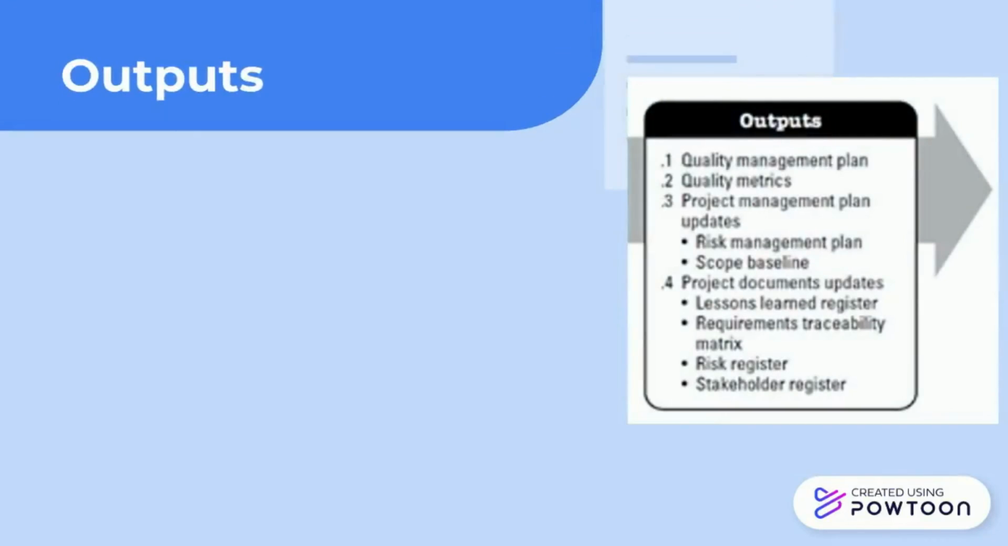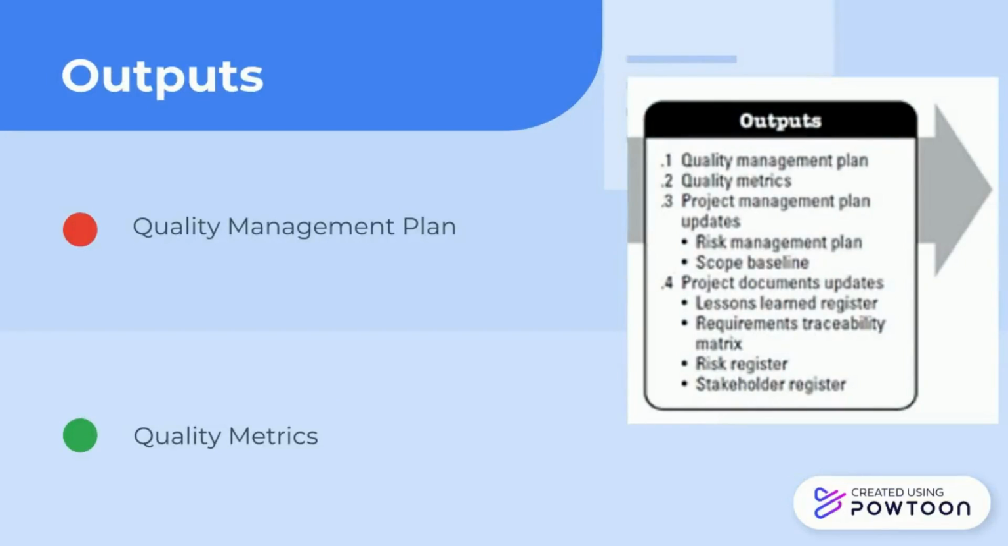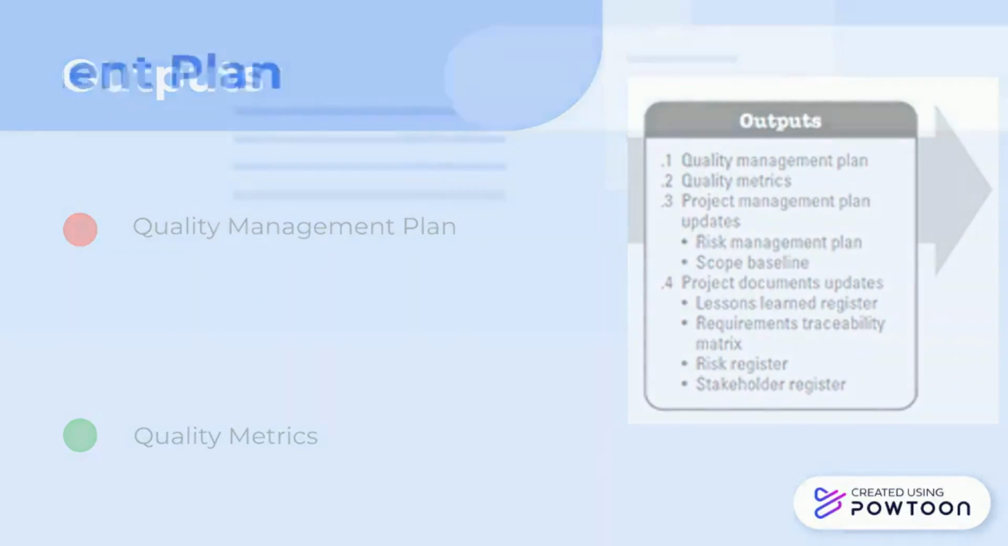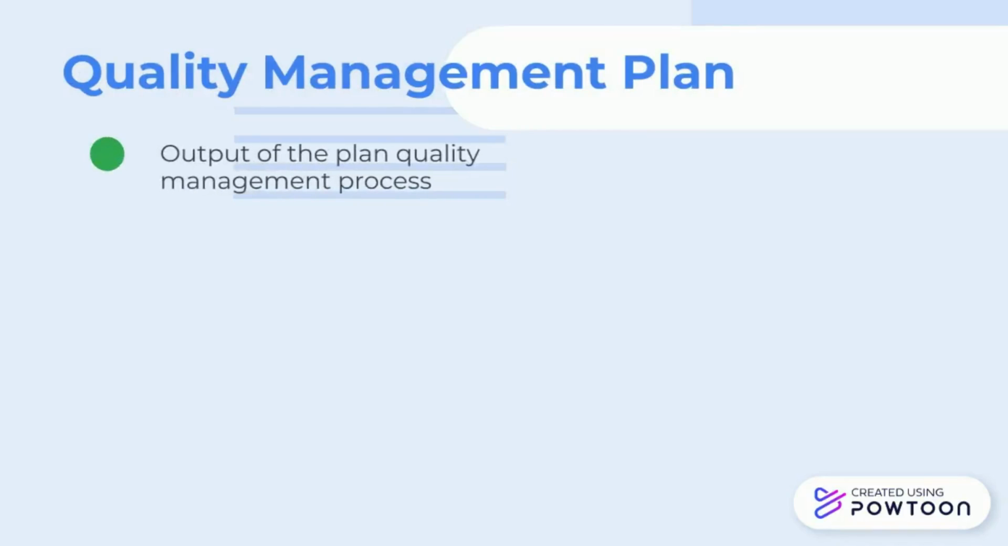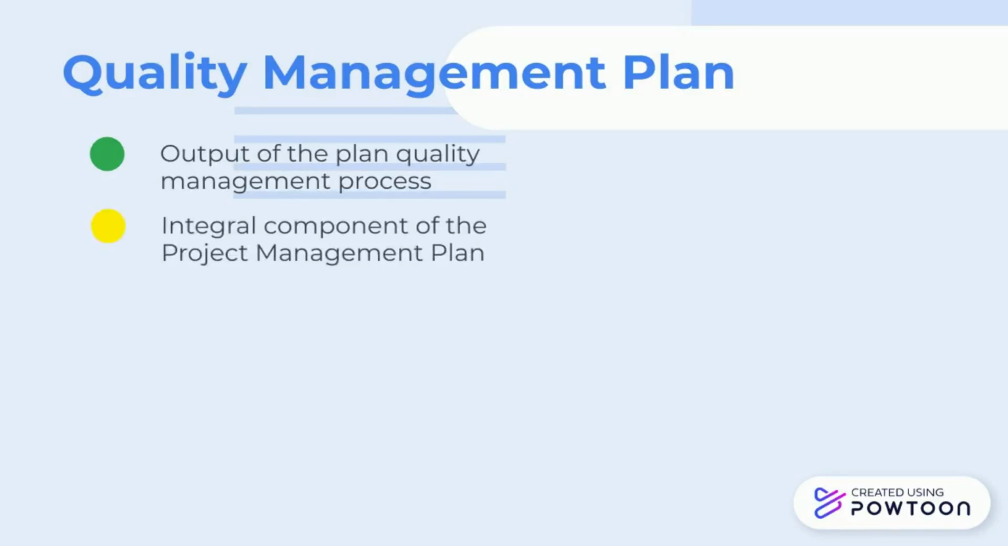The key outputs are the quality management plan and the quality metrics or standards that the project should ensure. We want to take a moment here to discuss the quality management plan because it is a common input for the coming processes. The quality management plan, which is the primary output of the plan quality management process, forms an integral component of the project management plan.